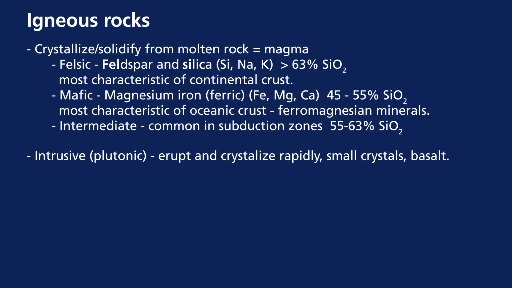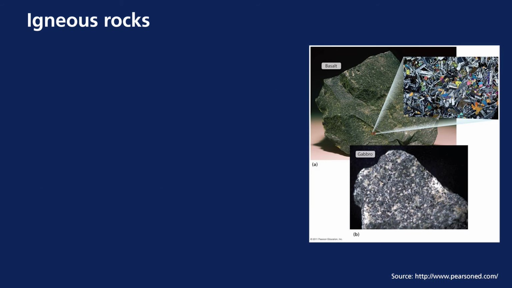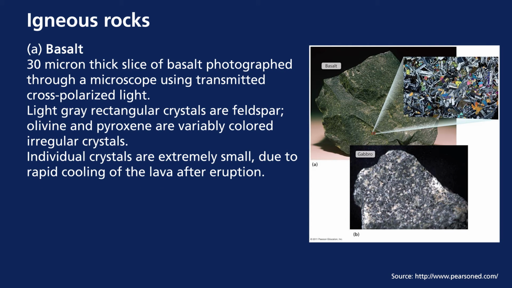You also have extrusive rocks, which come from the erupting and rapid crystallization of magma. These are basalt. And intrusive, which is a very slow cooling, and this type of rock is called gabbro. Here we see the difference between basalt and gabbro. Basalt is in photo A, and here we see a 30 micron thick slice. It's made up of different types of rectangular crystals, such as feldspar. Variably, you also have olivine and pyroxene, and they are extremely small because of the very quick cooling of the lava, the magma upon explosion.